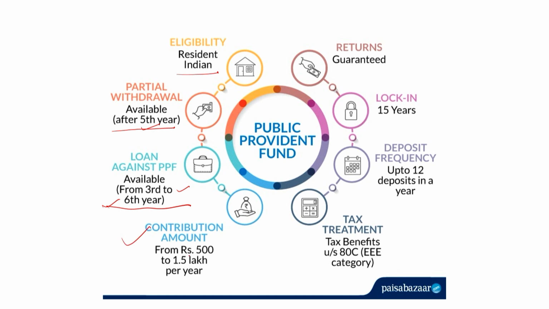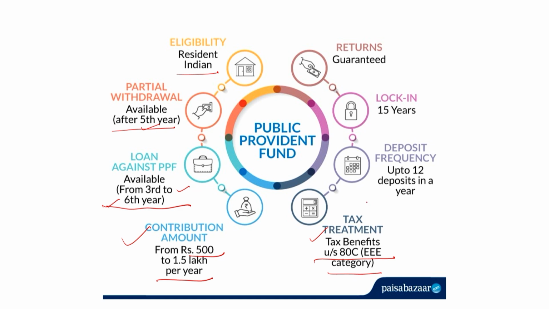The contribution amount in case of the public provident fund may be a minimum of rupees 500 per month and up to rupees 1.5 lakh per annum at a max, because only this amount of investment can give you the tax deduction under section 80C. So the tax treatment of this 1.5 lakh rupees of investment is that you get a deduction of rupees 1.5 lakh under section 80C, triple E category.